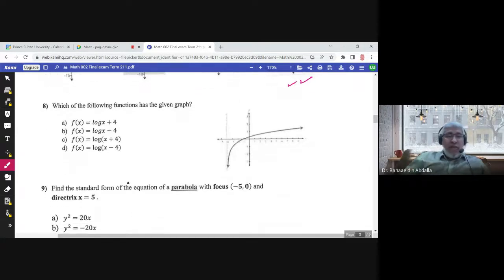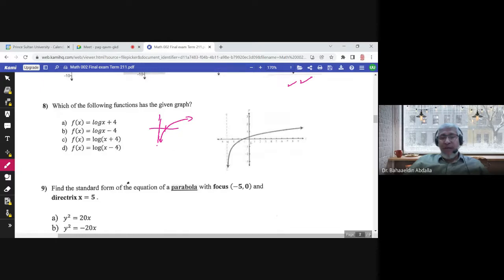Question 8, which of the following functions has the given graph? Well, he is talking about log to the base 10. And we know that the graph of log to the base 10 is like this. And this line is a vertical asymptote. And we studied logarithmic functions in section 4.2. You can go back to it.